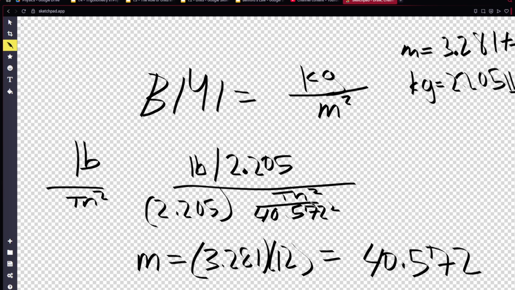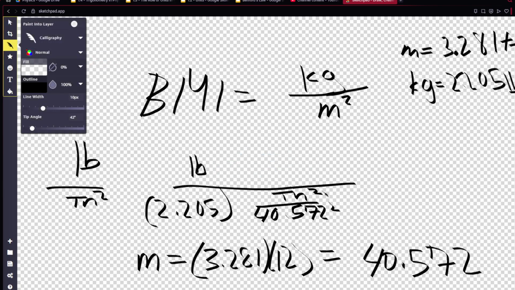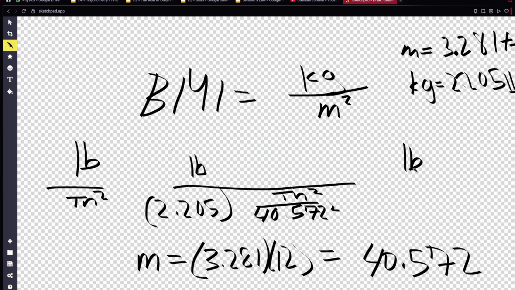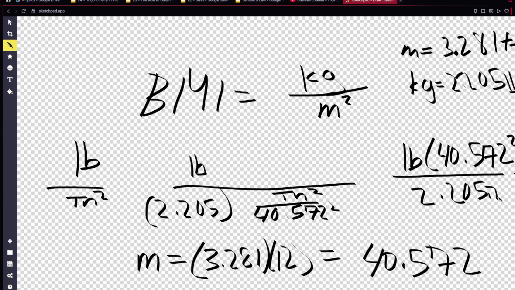And as we know, dividing by a fraction is the same thing as multiplying by the reciprocal. So that's the same thing as, this 2.205 shouldn't technically be here unless we remove that. So it's going to be the same thing as pound times 40.572 squared divided by 2.205 inches squared. And let's use my calculator to simplify this seemingly huge expression.